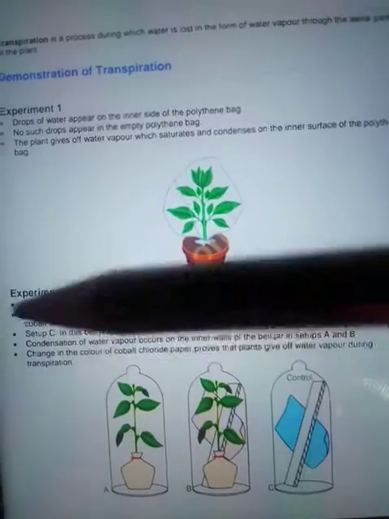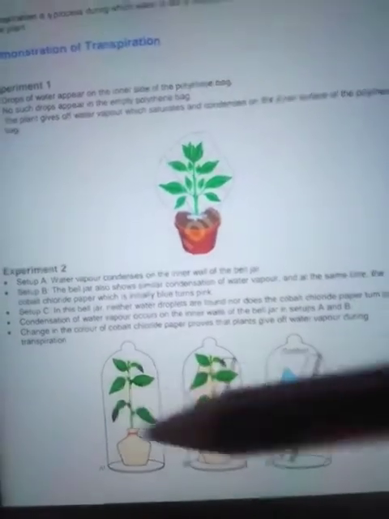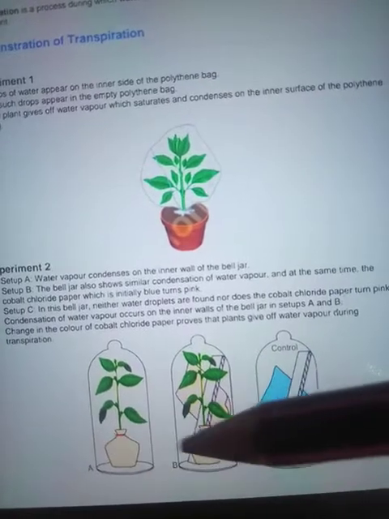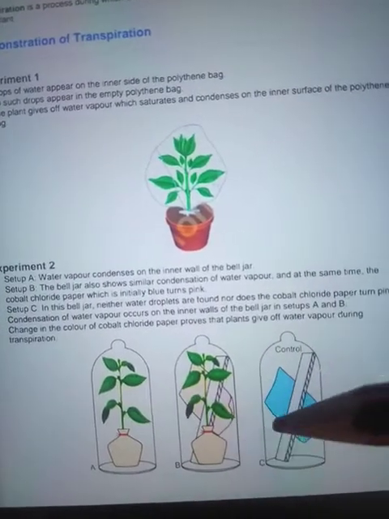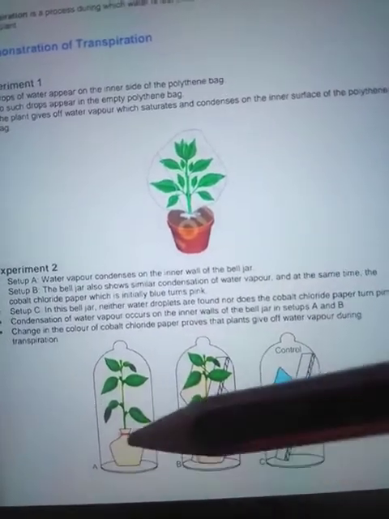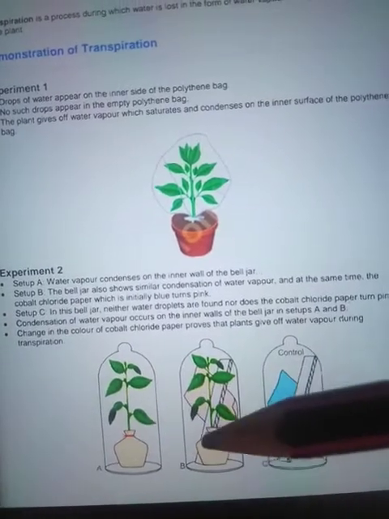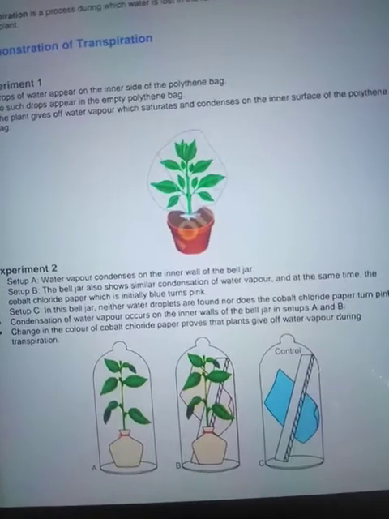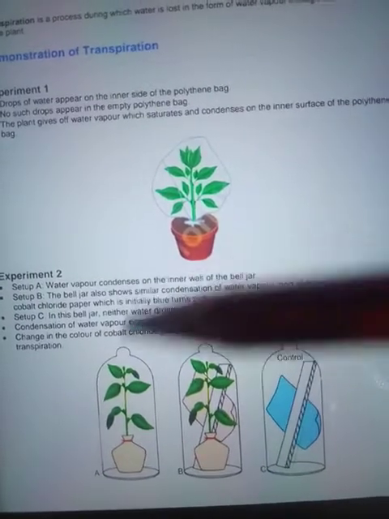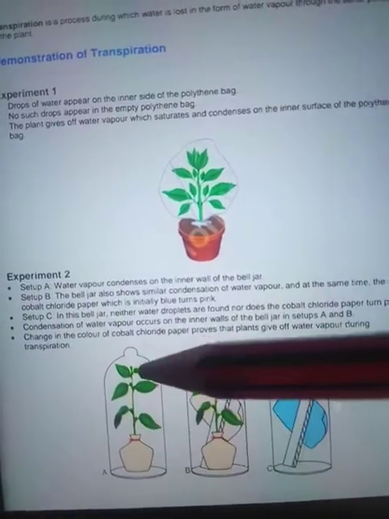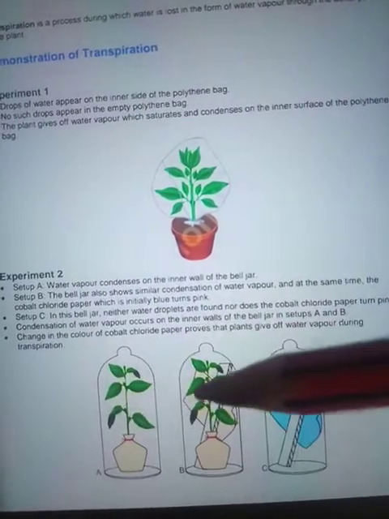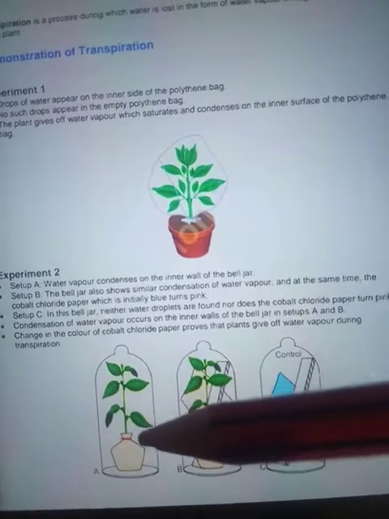In this next experiment, you will see in your book that there are 3 bell jars kept, with 3 setups named A, B, C, under which A and B have the 2 potted plants, while C is used as a control setup. In A, there is a simple potted plant kept and over it a bell jar is placed.